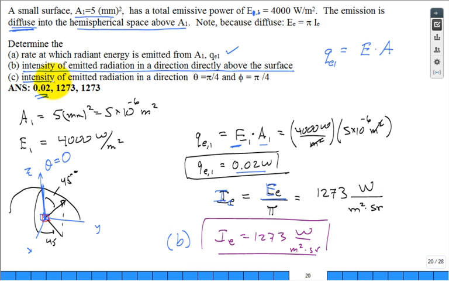Then the next question is, what about at a particular direction of theta being 45 degrees, or pi over 4, and phi being 45 degrees, or pi over 4? What's going to be the intensity there? Because it's diffuse, there's no directional dependence. It's the same going in any direction in the hemisphere. So the answer to part C is the same. Let's continue.